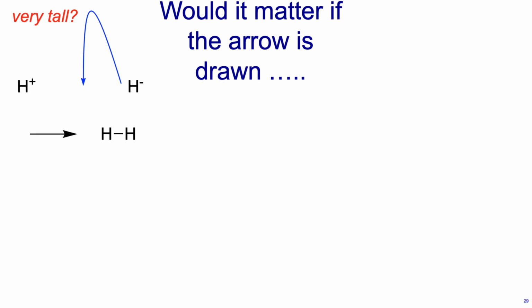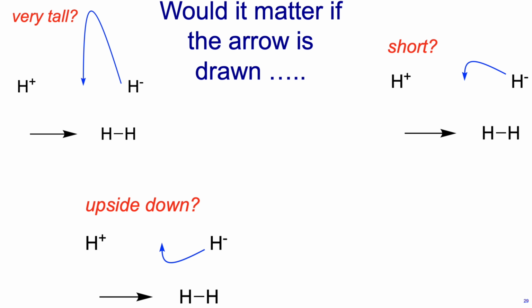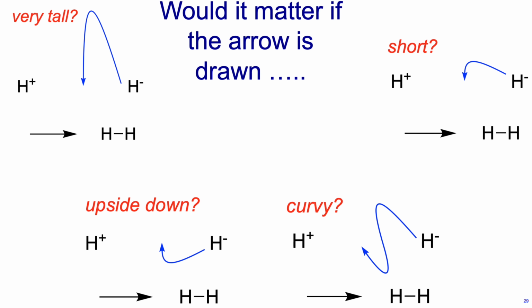Does it matter if I draw the arrow very tall? It wouldn't matter unless you want to waste space on your paper. Okay, that's a very green thought. Would it matter if I drew it very short then? No, it'd save you paper. Yeah, indeed. How about upside down? Upside down is fine too. It's all legitimate. Curvy? It is perfectly fine. It's only really the beginning of the arrow and the end, the arrowhead, that makes any difference.